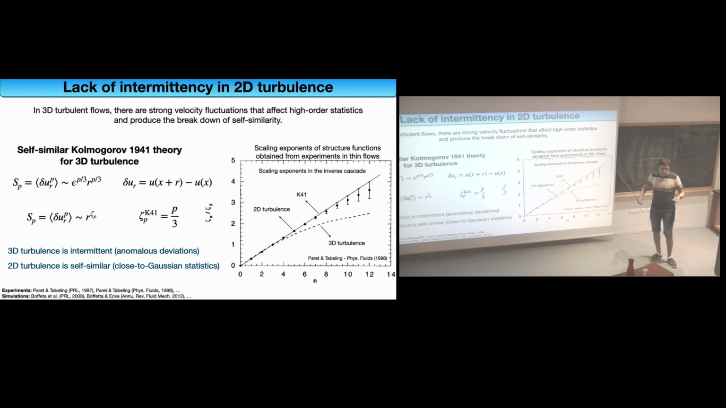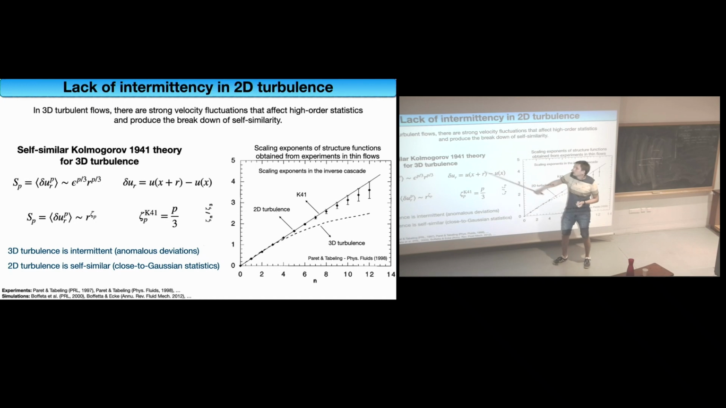So what's also interesting about two-dimensional turbulence is the lack of intermittency in this system. So what is intermittency? I remind you that in 3D homogeneous and isotropic turbulence, velocity fluctuations are very strong. They strongly deviate from a Gaussian distribution, and they produce the breakdown of self-similarity. Meaning that, what do I mean with self-similarity?